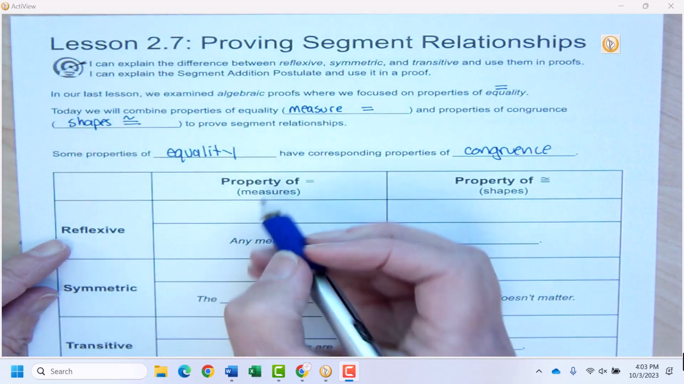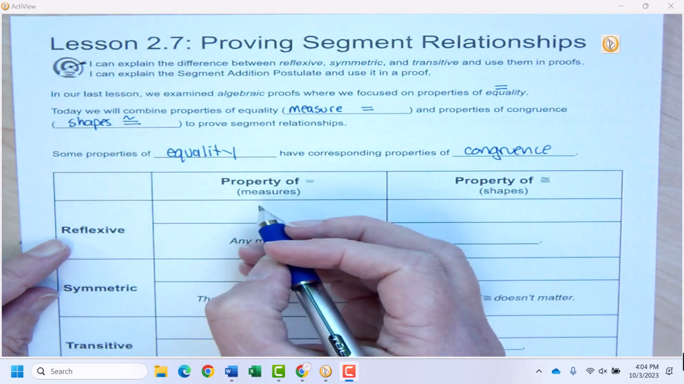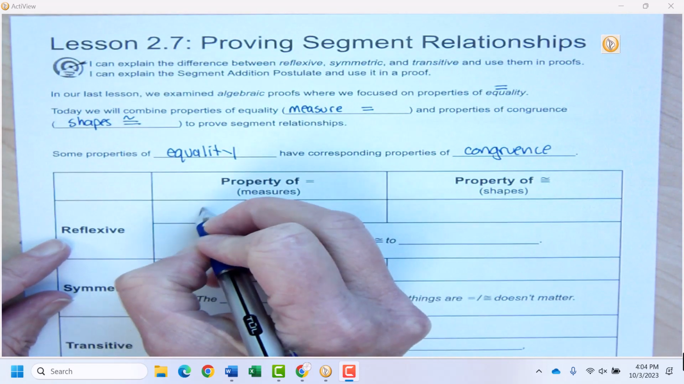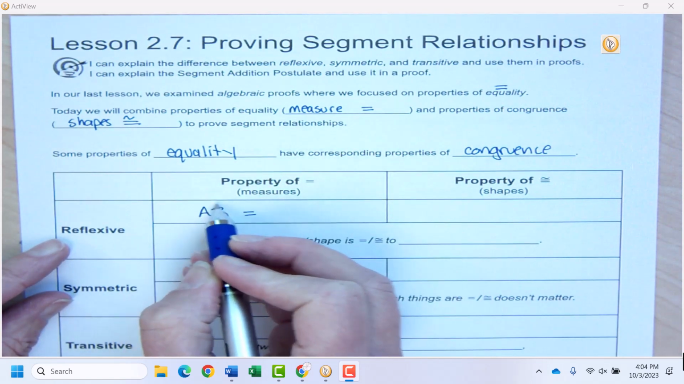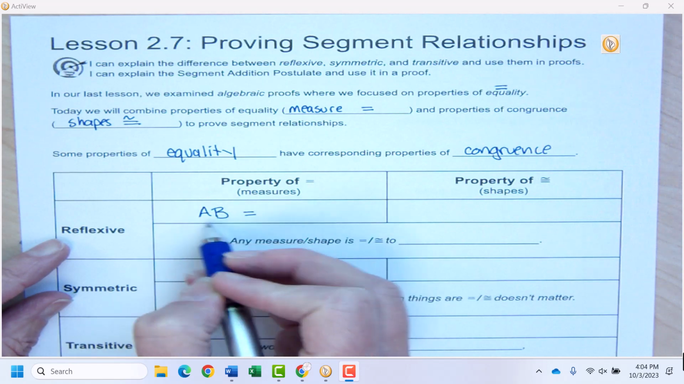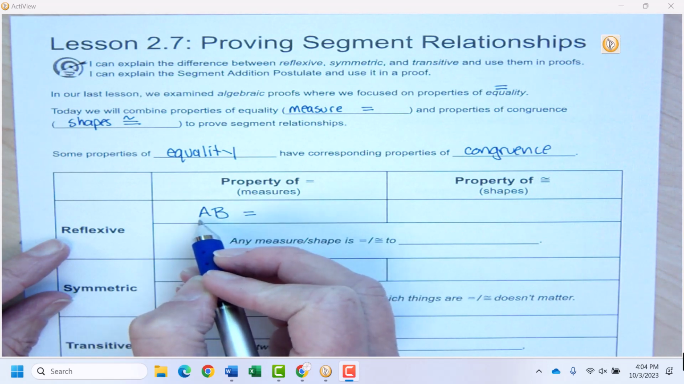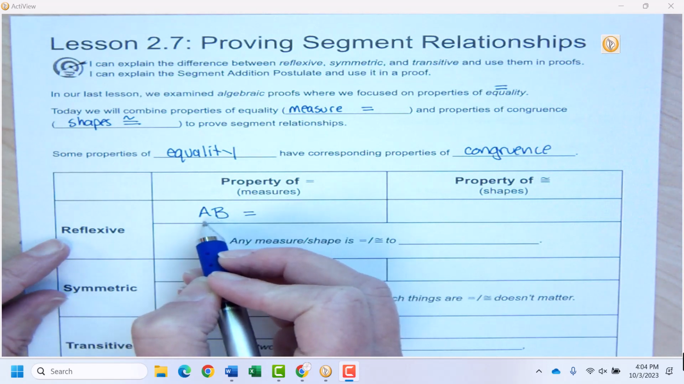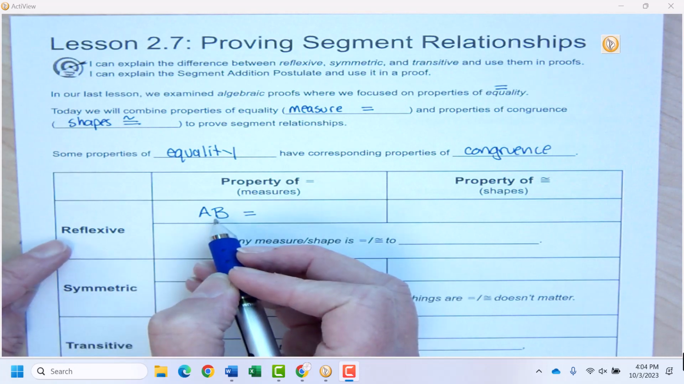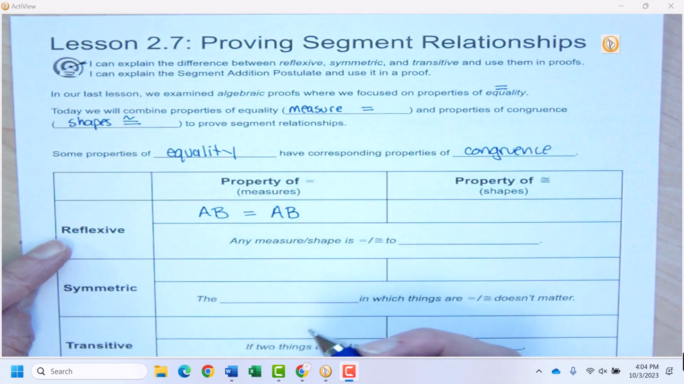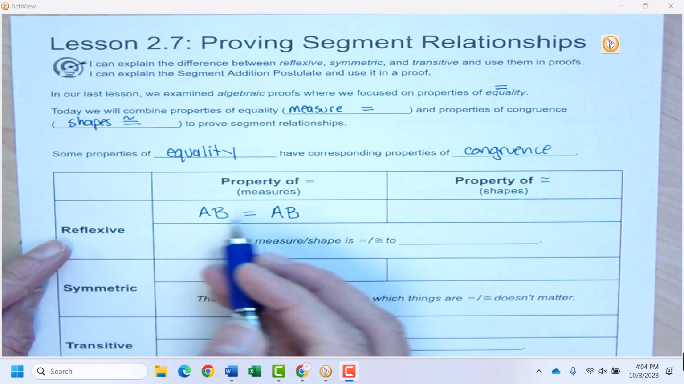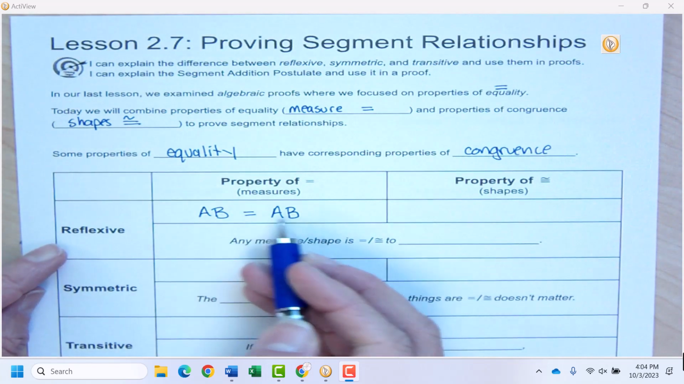Remember, properties of equality are about measures. So if I'm talking about segment lengths, remember the notation for segment lengths does not include the bar. This refers to the measure of segment AB. And if I'm talking about the reflexive property, I can say the measure of AB is equal to the measure of AB. In other words, the value of anything is equal to itself.